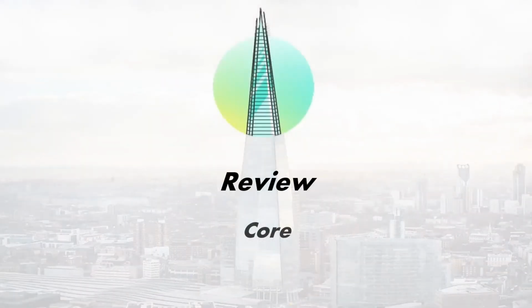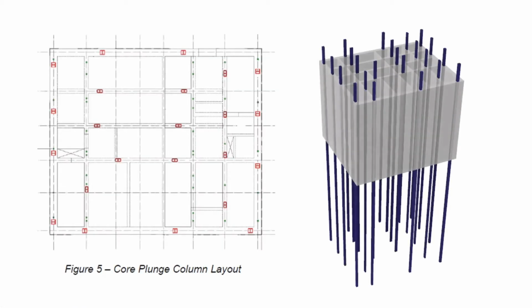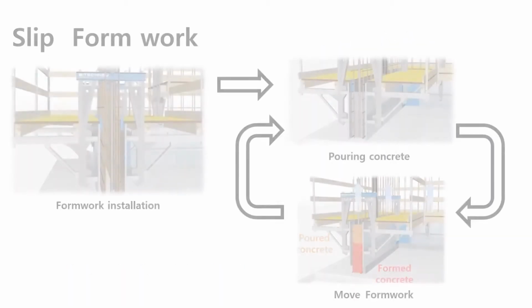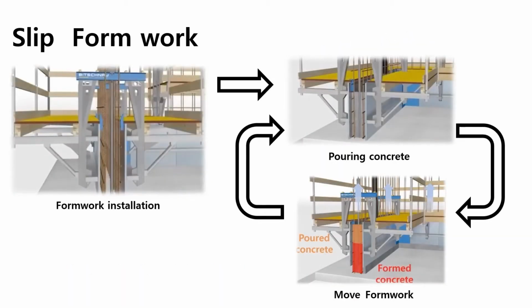Last week, we talked about the core. The core was constructed above the plunge column because of top-down construction. The core construction method was slipform, which is faster than conventional formwork. So, constructors could reduce the construction period.